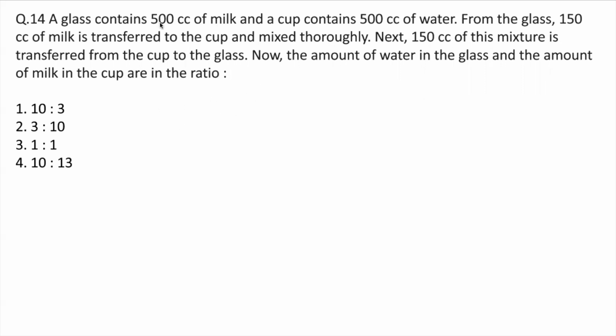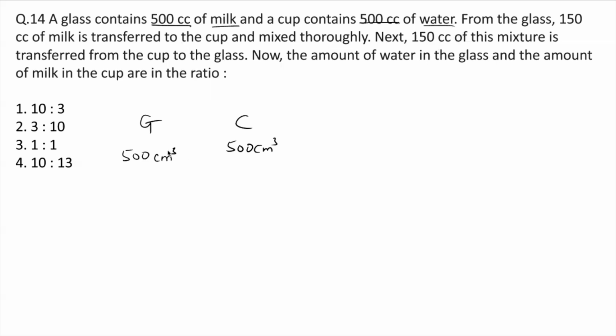A glass contains 500 cc of milk and a cup contains 500 cc of water. So we have a glass and a cup, both consisting of 500 cc, cubic centimeters. And this is also 500 cubic centimeters. Well, it won't make a difference because we have the ratio anywhere, so you can ignore the unit.